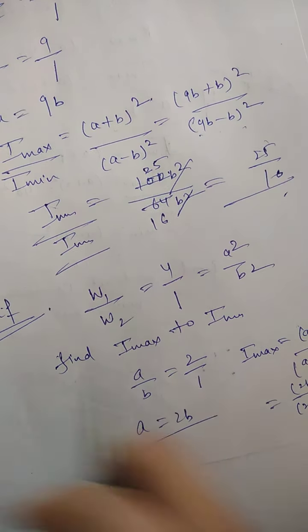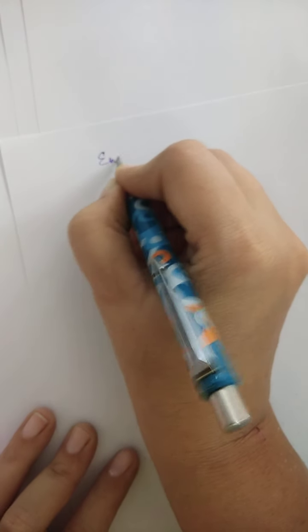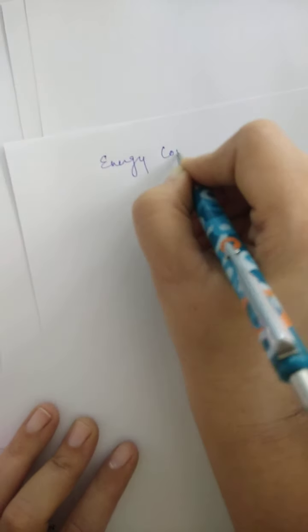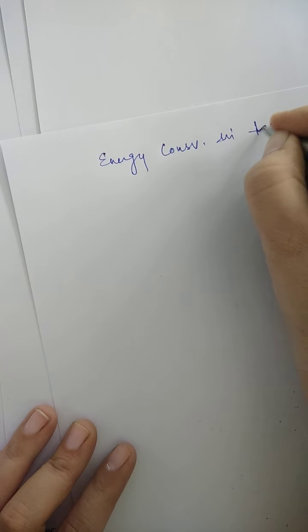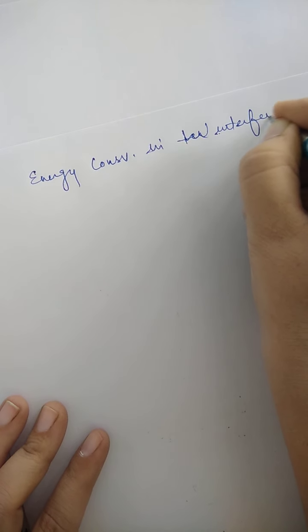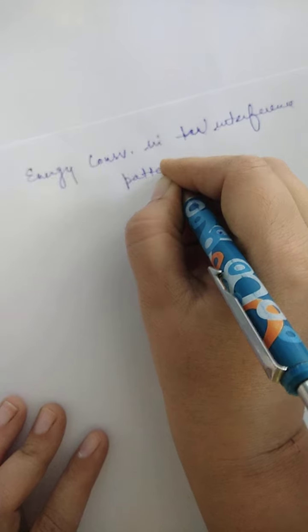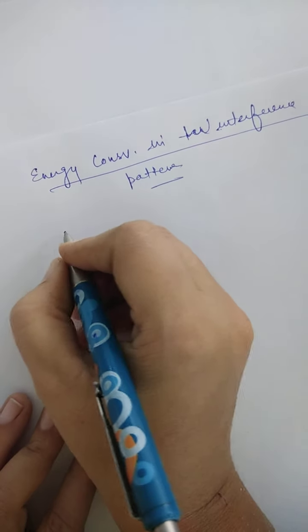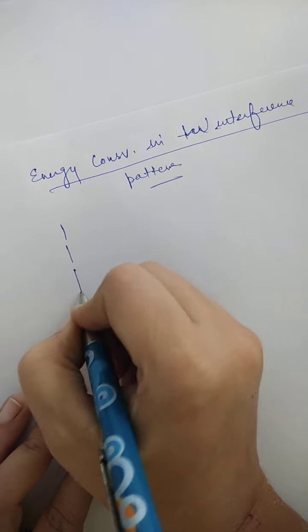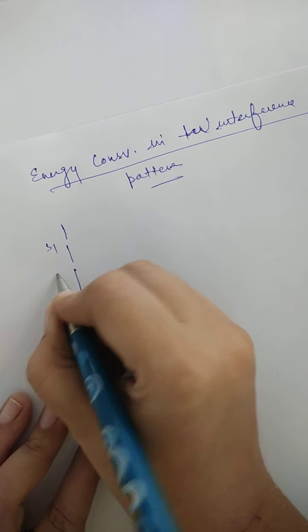Okay. There is one more topic, that is the energy conservation in interference pattern. ये डिस्कस और कर लेते हैं जो हमने डिस्कस किया. एनर्जी कंजर्वेशन इन इंटरफेरेंस पैटर्न. देखो, इसमें आपके पास दो सोर्सेस थे, राइट? दो सोर्सेस से जो इंटेंसिटी ऑफ लाइट आ रही है, this is S1 and this is S2.